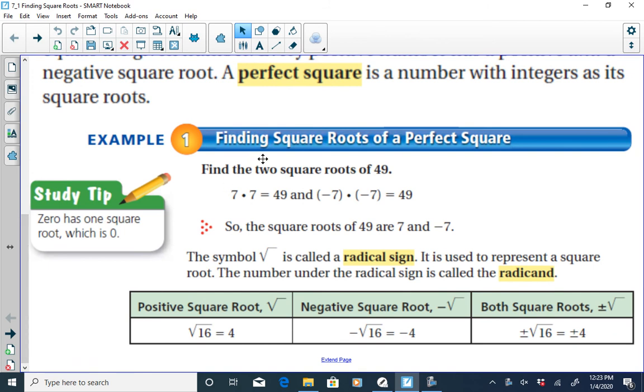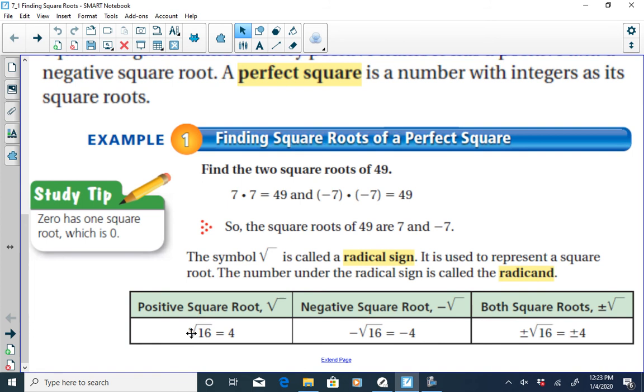Well, if we find the two square roots of a number, we know that 7 times 7 is 49, and negative 7 times negative 7 is 49. So the square roots of 49 are 7 and negative 7. We use this symbol here. It's called a radical sign. It's used to represent a square root. The number under the radical sign is called the radicand.